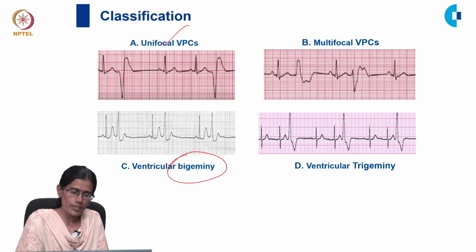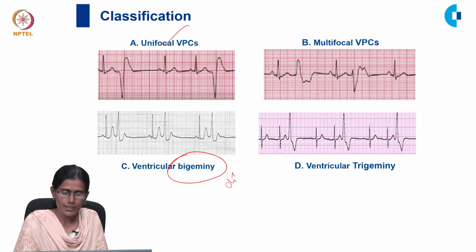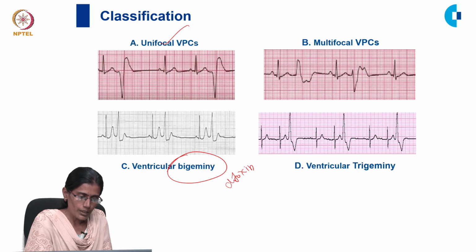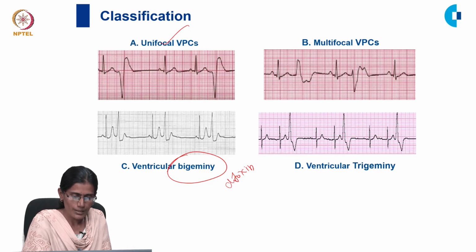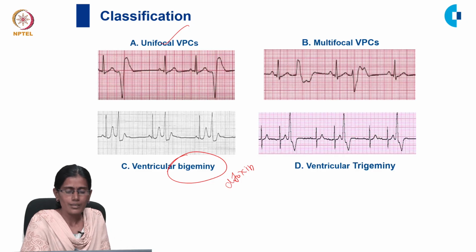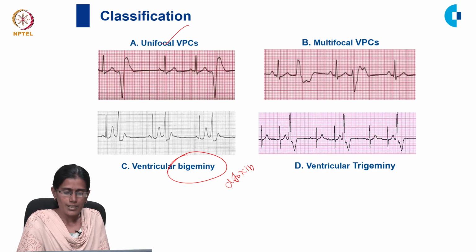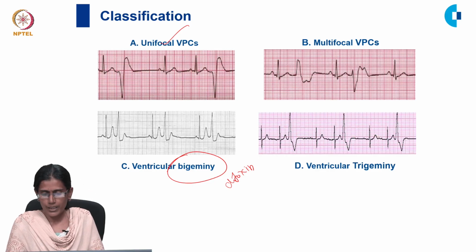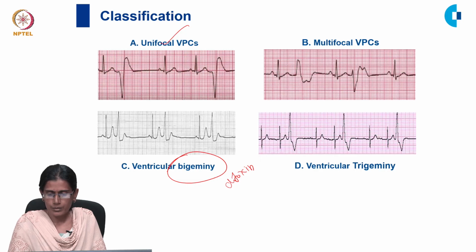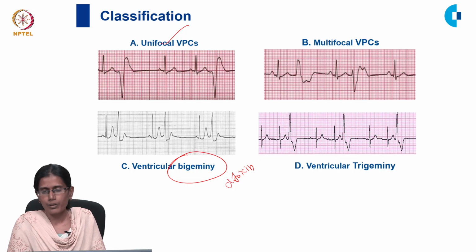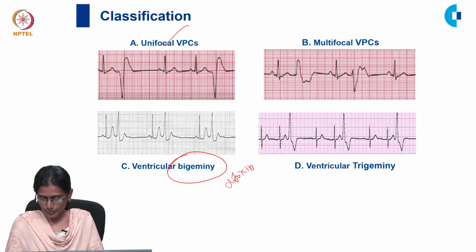And what is the meaning of bigeminy? It is associated with digoxin toxicity. There will be a normal sinus rhythm, ectopic and a pause, sinus rhythm, ectopic and pause. This goes on. This is bigeminy. And in trigeminy, 2 normal sinus beats followed by an ectopic and pause. This cycle goes on. Thank you.